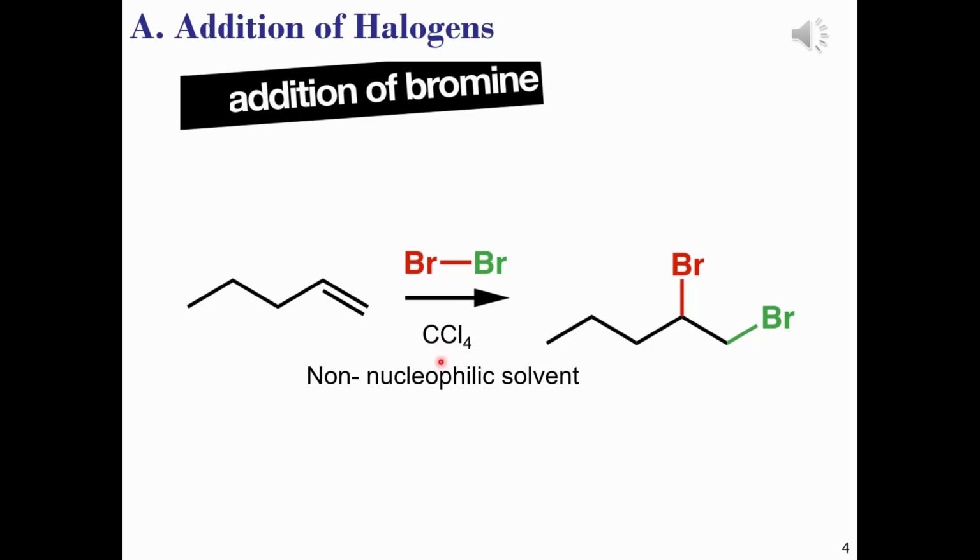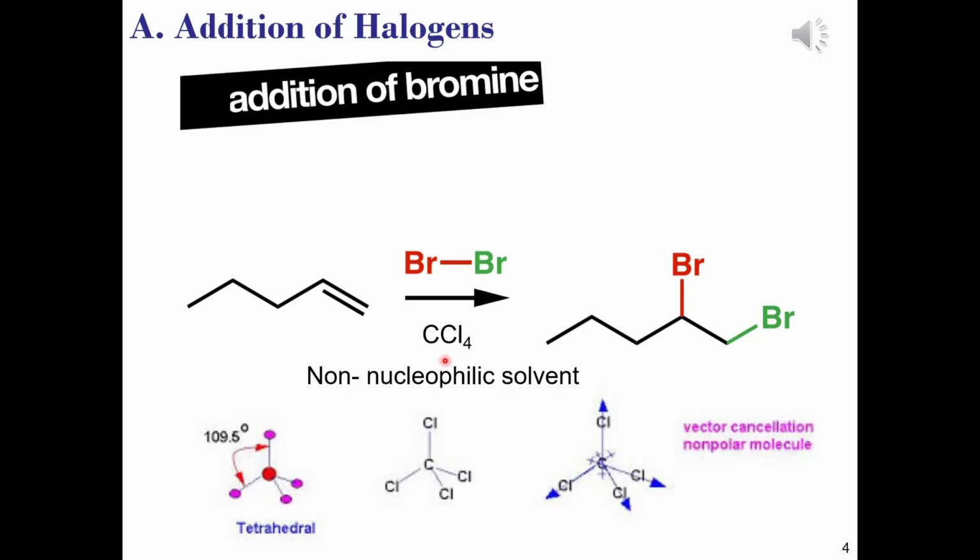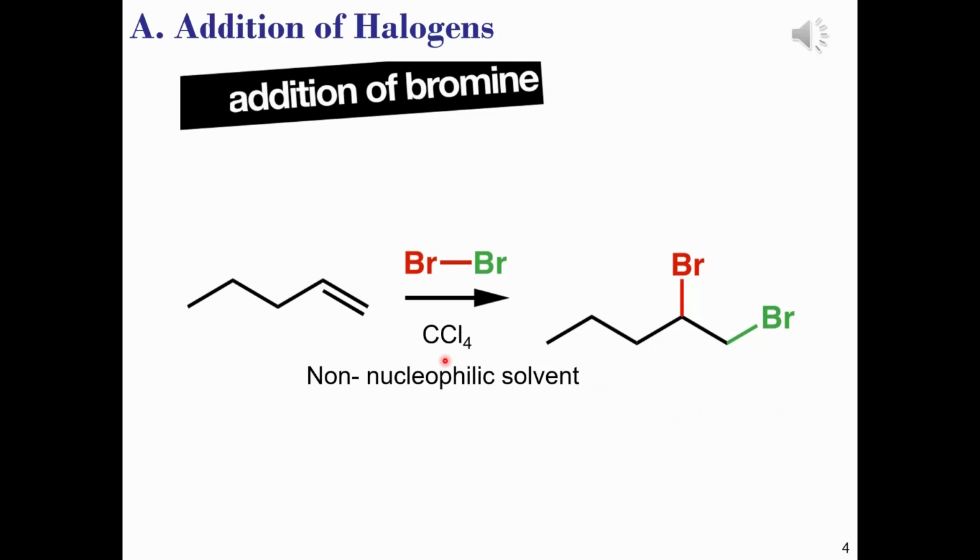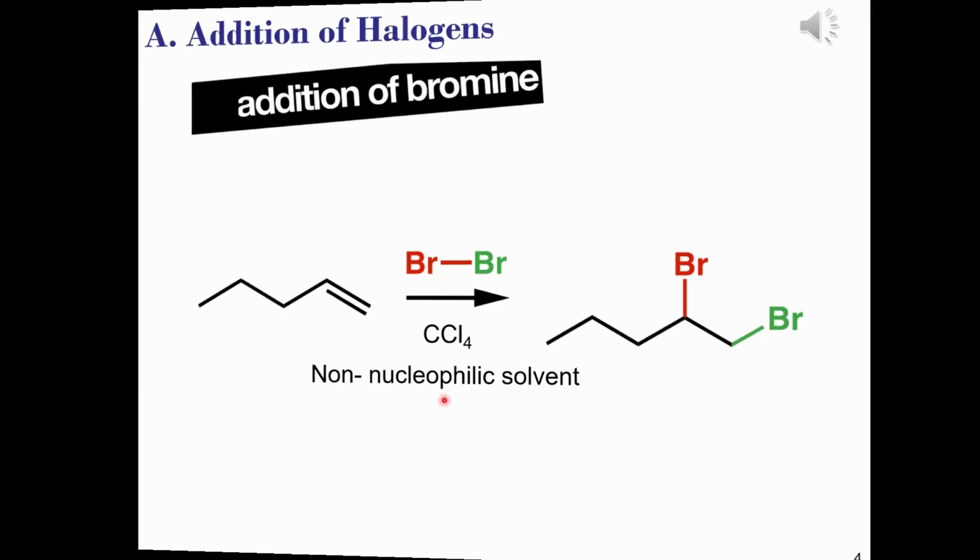Carbon tetrachloride is a tetrahedral molecule and is non-polar, and this is despite having the carbon-chlorine bond dipoles. So it does not behave as a nucleophile, but it will still solubilize organic reagents. The addition of a diatomic halogen across the double bond yields vicinal dihalides. Let's look at the mechanism of halogenation now.